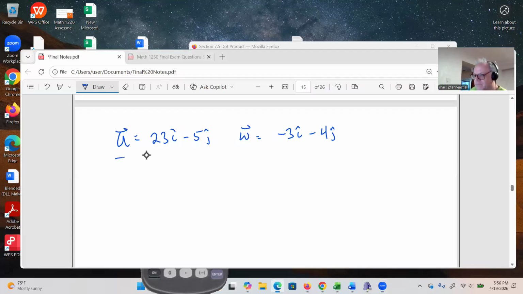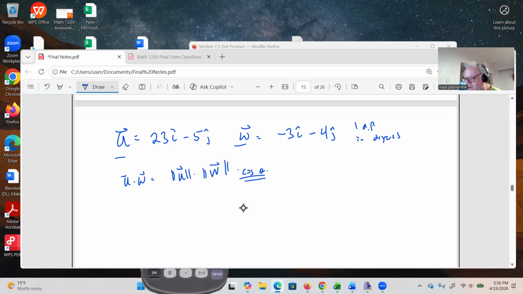In this problem, we are given two vectors and we are to determine the angle between these two vectors to one decimal place and in degrees. So let's see what we have here. Again, the formula for dot products: u dot w is equal to the magnitude of u times the magnitude of w times the cosine of the angle between them. We really want to solve for this cosine of theta. This has a couple of different pieces, so let's put this together.